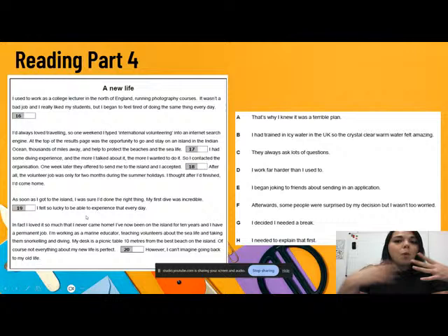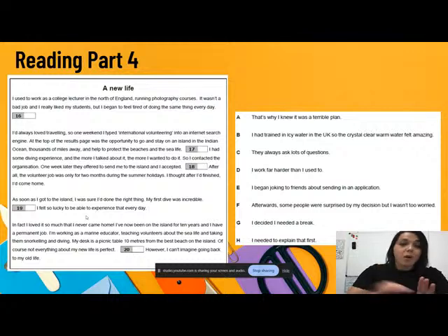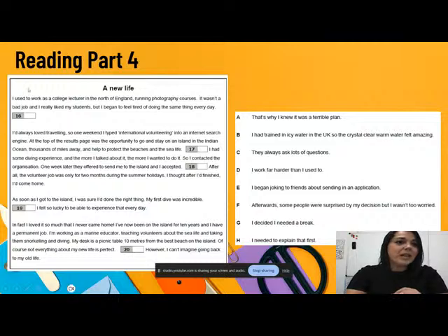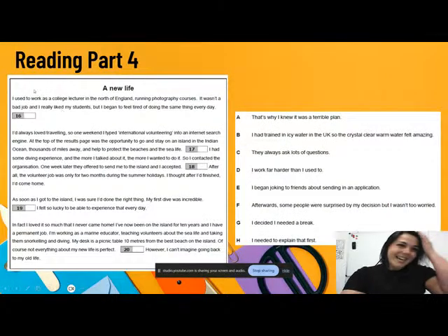Okay, so when you are doing this part, it's very important to look at the context of the paragraph or of the sentences surrounding the gap. So if we're looking at just number 16 as an example, we can see that this person is talking about their previous job. Because in the first sentence, it says, I used to work as a college lecturer.